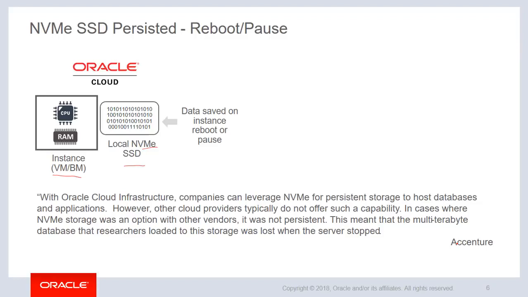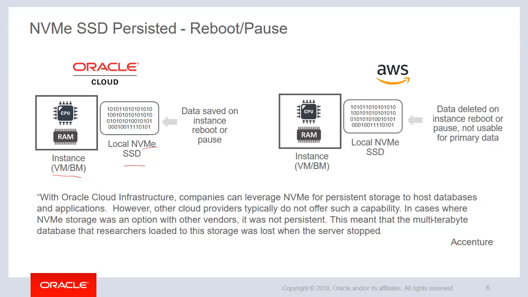It was not persistent. That means that the multi-terabyte database that Accenture folks were using was lost when the servers stopped, in case of other cloud providers. So in those scenarios, the data is deleted on instance reboot or pause. So if you have a use case where you have to reboot your instance, because let's say you are patching your database, for example, just keep in mind that even though it's a temporary storage, the data is persistent for reboots and pauses.